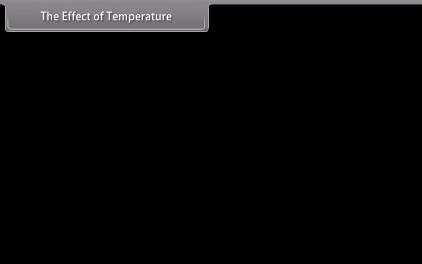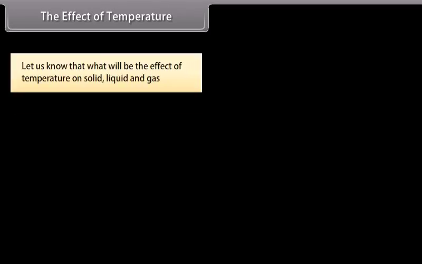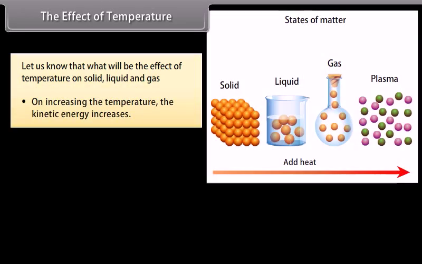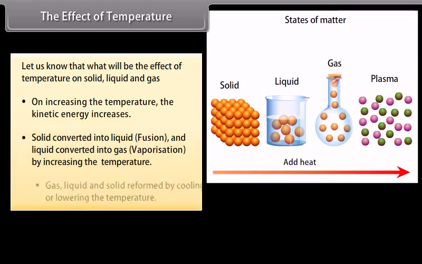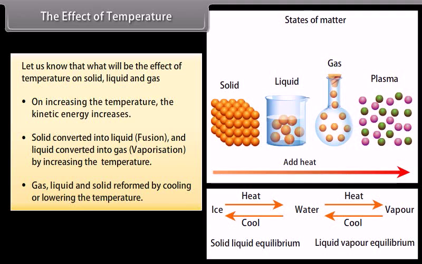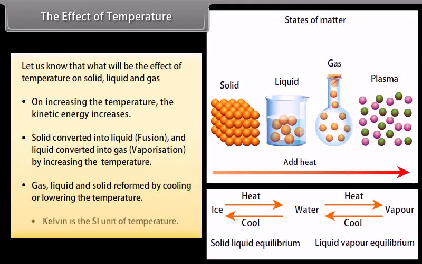The effect of temperature. Let us know what the effect of temperature on solid, liquid and gas will be. On increasing the temperature, the kinetic energy increases. Solid converts into liquid, fusion, and liquid converts into gas, vaporization, by increasing the temperature. Gas, liquid and solid are reformed by cooling or lowering the temperature. Kelvin is the SI unit of temperature.